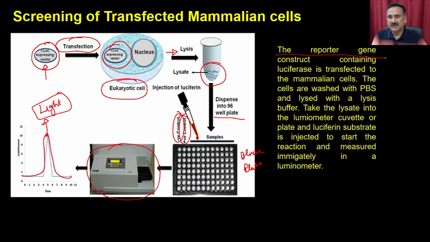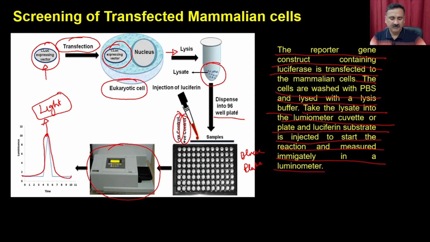The reporter gene construct containing luciferase is transfected into the mammalian cells. The cells are washed with PBS and lysed with a lysis buffer. Take the lysate into the luminometer cuvette or plate, and add the luciferin substrate, which is injected to start the reaction, and measured immediately in a luminometer.